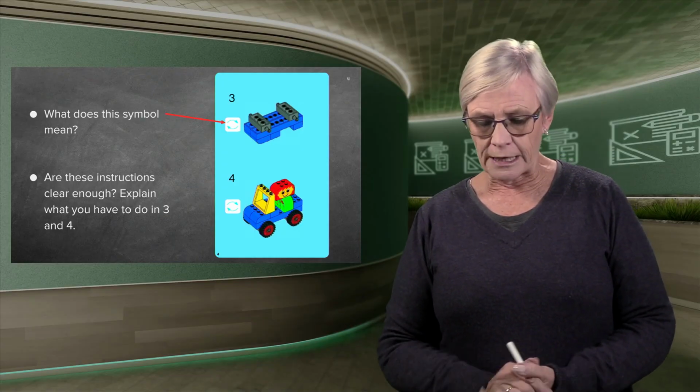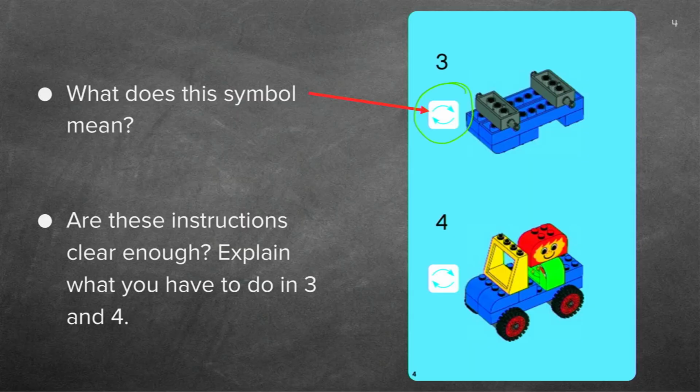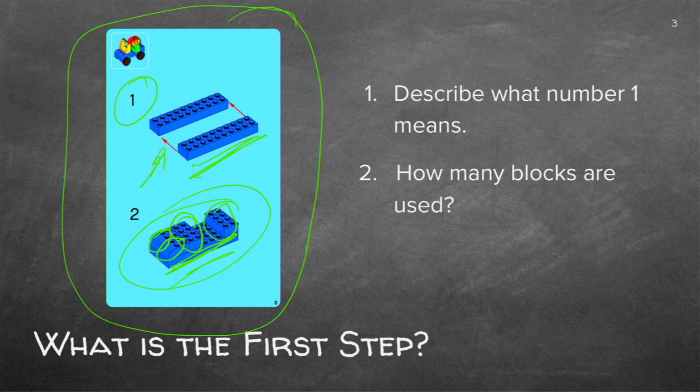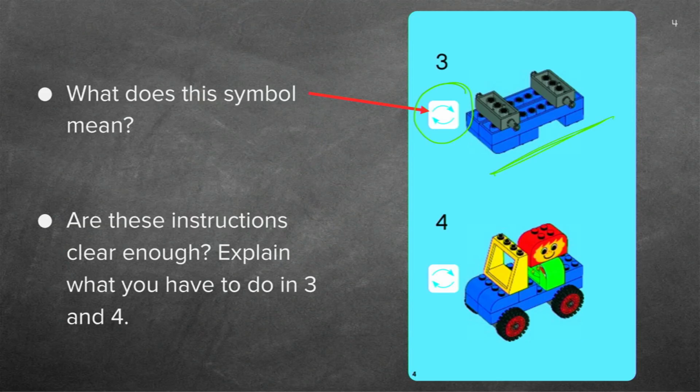So number 3 has a funny little symbol here, and if we didn't know what the symbol meant, we can look at what we built on the previous slide. This block has been flipped over. So obviously this little symbol shows us we must flip it upside down. And once we've flipped it upside down, we can put this piece on and this piece on. And if we look at the car in the next picture, there must be wheels attached. So the wheels are then attached.